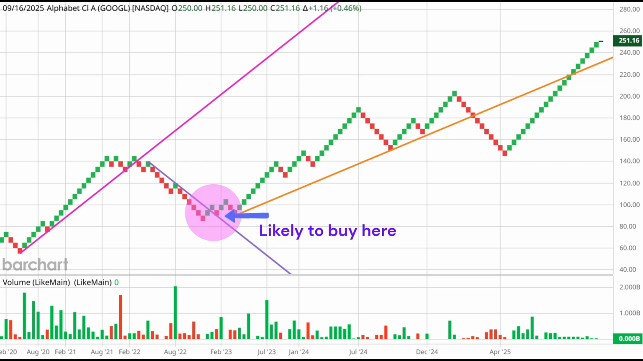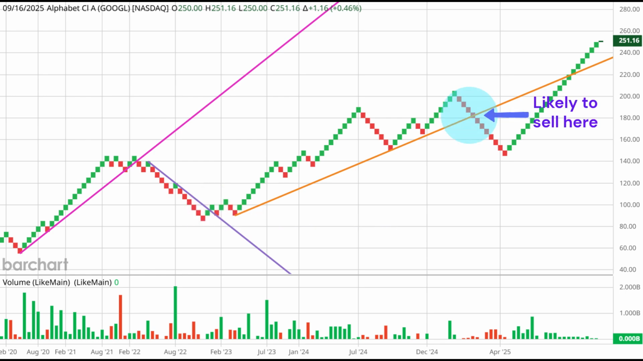We'd likely sell when the uptrend breaks, buy again when the downtrend breaks, and then sell once more when the next uptrend fails. But here's the catch: towards the end, after a reversal, there's no clear re-entry signal. And while we're sitting out, Google pushes to new record highs, leaving us behind.